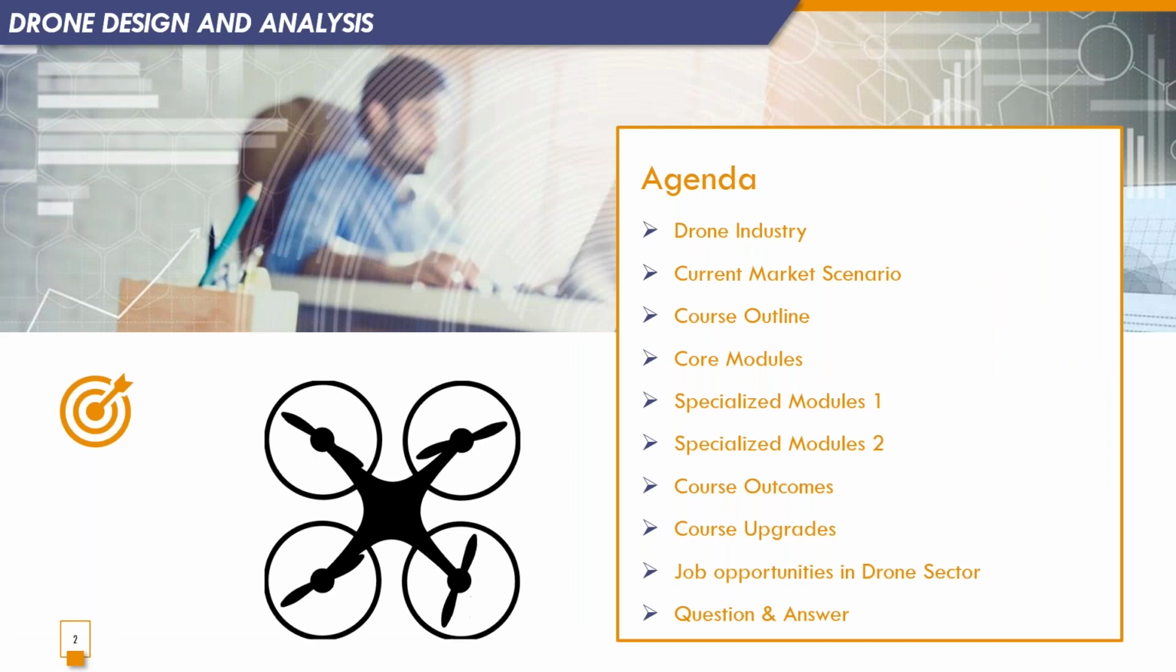The agenda of today's presentation is going to be in this flow. We're going to initially look into the drone industry and the current market scenario with respect to the conditions in India. Then we're going to look into the course outline, that is drone design and analysis, and the different modules it has: core modules and specialized modules 1 and 2. Then we'll look into the course outcomes, what you will get once you complete this course, and some upgrades available if you are interested in pursuing more courses on drone technology. We'll also look into the job opportunities available in this sector, and then end the session with a Q&A.